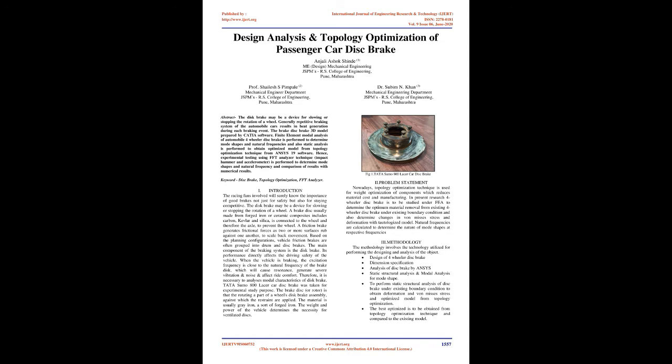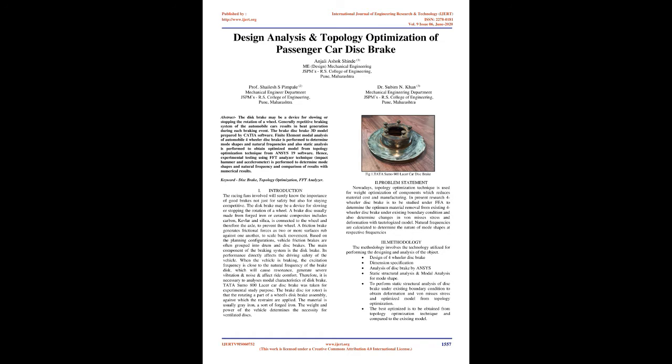A Tata Sumo 800 Laser car disc brake was taken for the experimental study. The brake disc, or rotor, is the rotating part of a wheel's disc brake assembly, against which the brake pads are applied. The material is usually grey iron, a type of cast iron. The weight and power of the vehicle determine the necessity for ventilated discs.